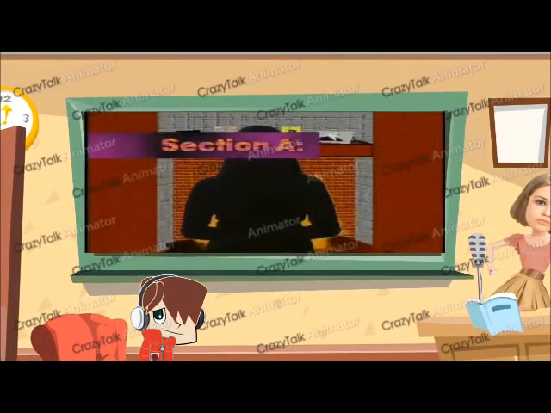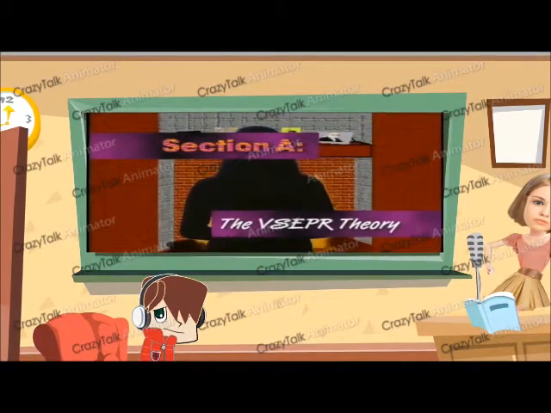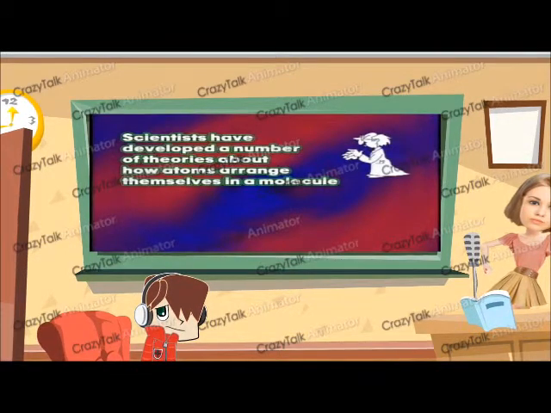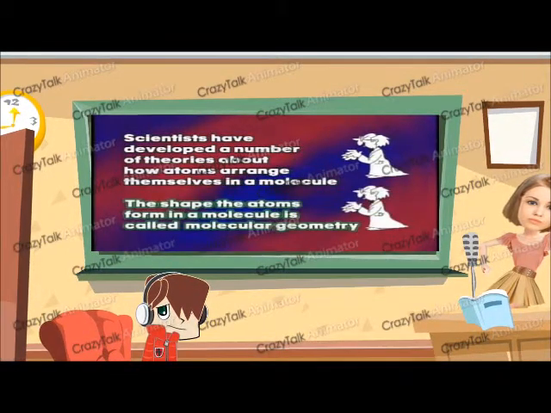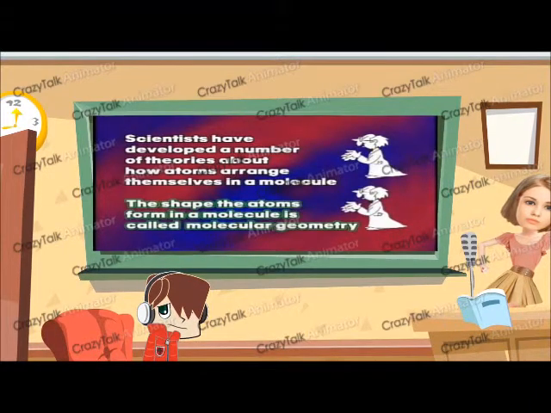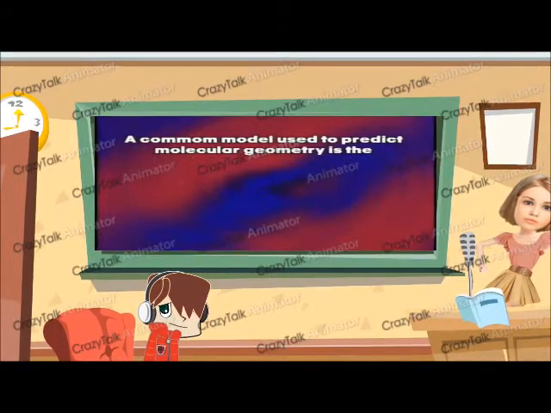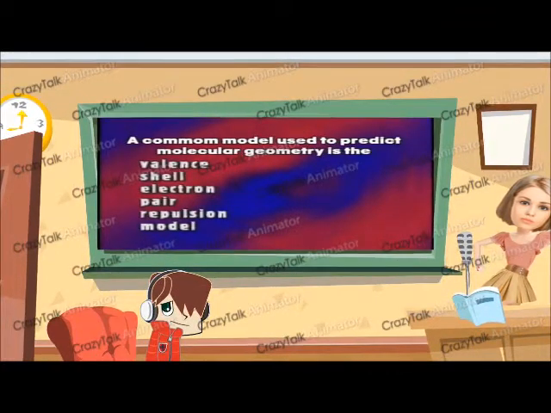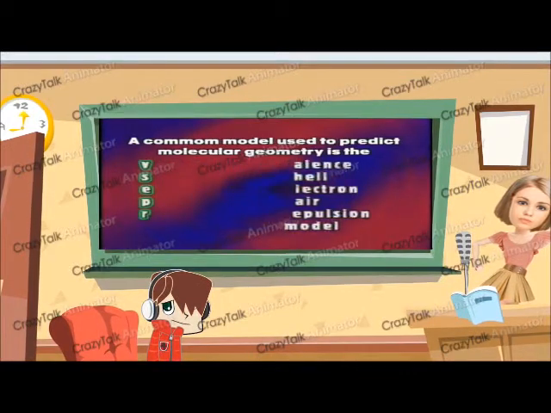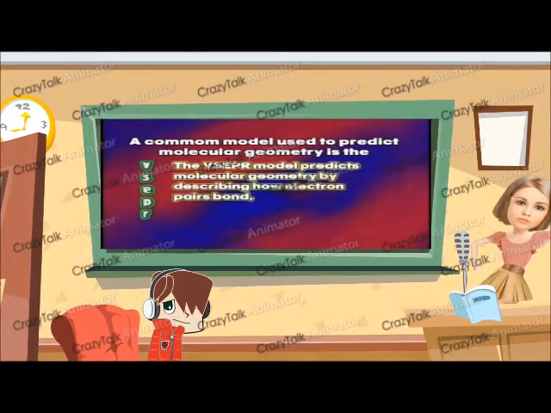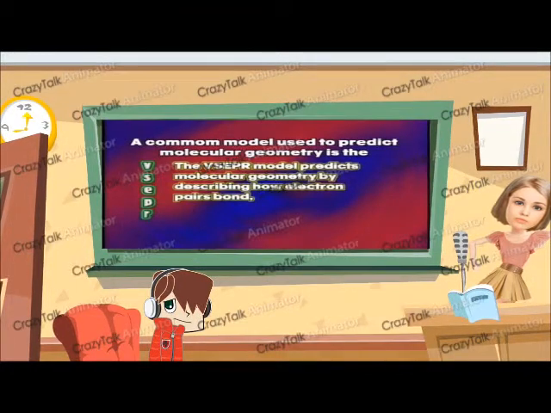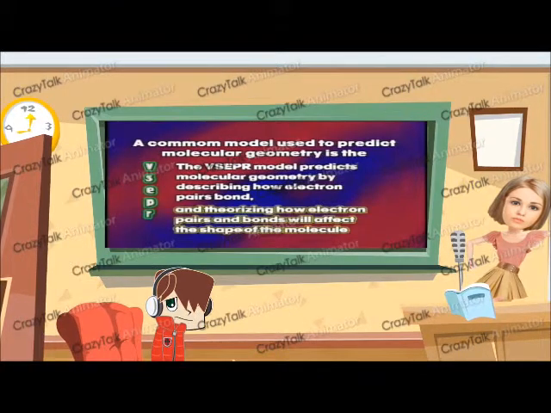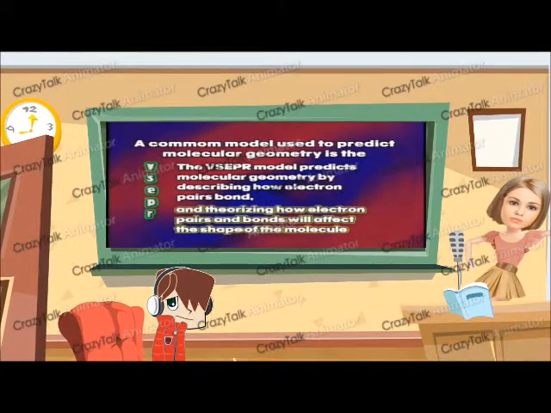Section A, the VSEPR theory. Scientists have developed a number of theories about how atoms arrange themselves in a molecule. The shape the atoms form in a molecule is called molecular geometry. A common model used to predict molecular geometry is the valence shell electron pair repulsion model, known as the VSEPR model. The VSEPR model predicts molecular geometry by describing how electron pairs bond and theorizing how electron pairs and bonds will affect the shape of the molecule.